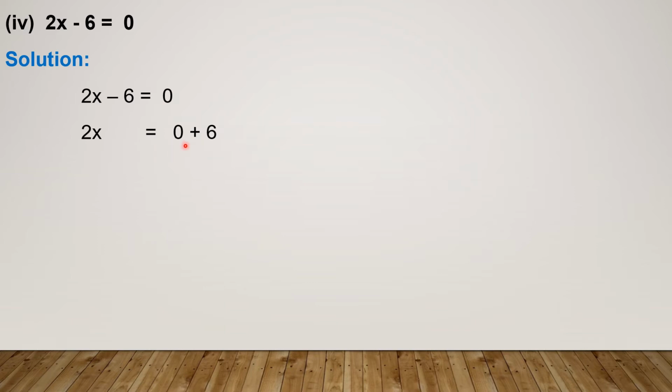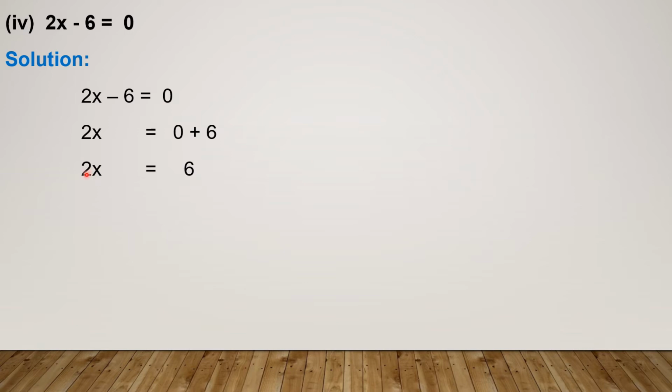Now you have 0 plus 6 on the right hand side. Add these two values, we will get what? 6. 2x is equal to 6. Again, since we need the value of x, we will move this 2 to the right hand side. How will we move it? This 2 is multiplied with x. There is no positive or negative sign between 2 and x, means there is the sign of multiplication there.